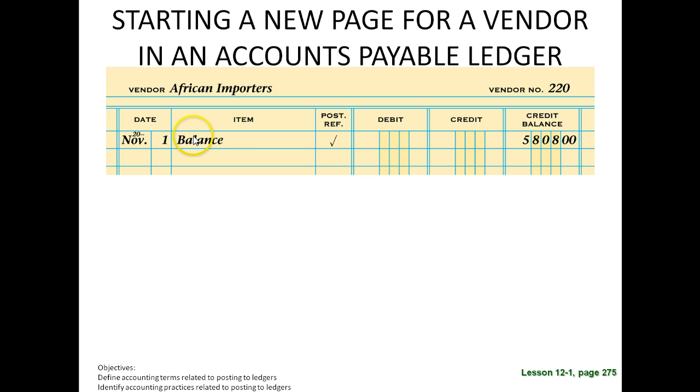And you guys have seen this in Chapter 9. We write balance. We put a check mark in a post draft. This tells us that this did not come from anywhere but the previous page, right? It was brought forward, so to say, but we don't use brought forward in the ledgers. We just use that in the journals. And then credit balance.